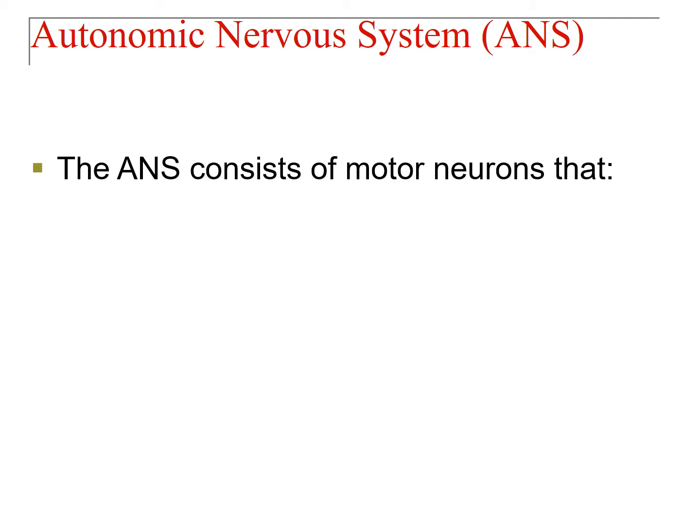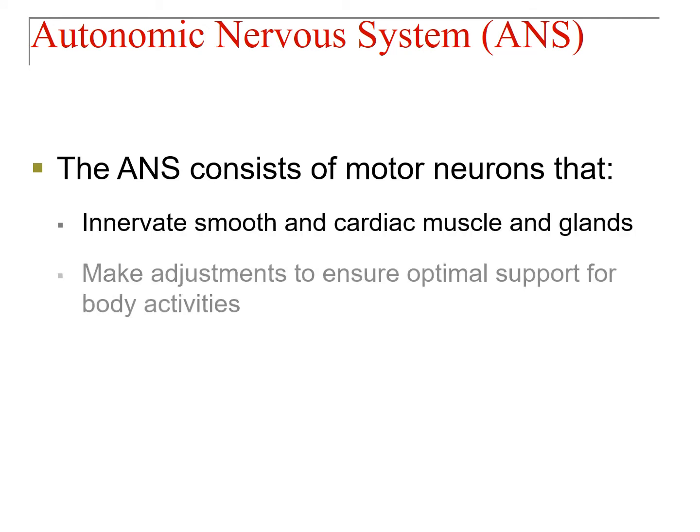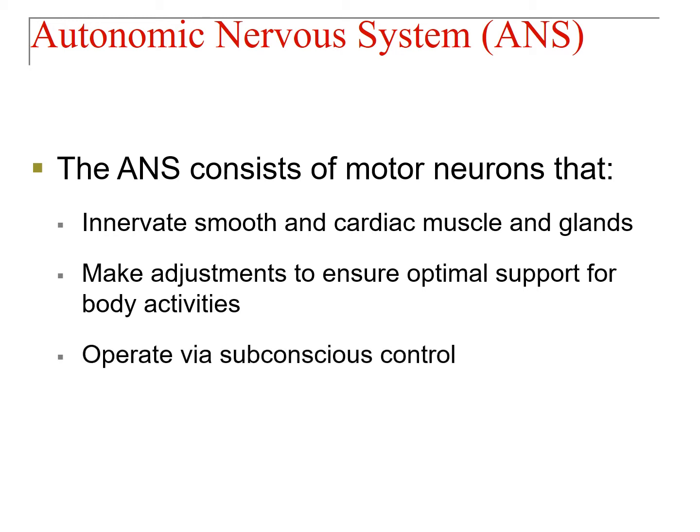Okay, so the autonomic nervous system does consist of motor neurons that innervate smooth and cardiac muscle and glands. And so the point of the autonomic nervous system is to make adjustments that ensure optimal support for body activities. This operates via subconscious control, so you don't have any real control over your adrenaline production, for instance. And they do have viscera as most of their effectors.